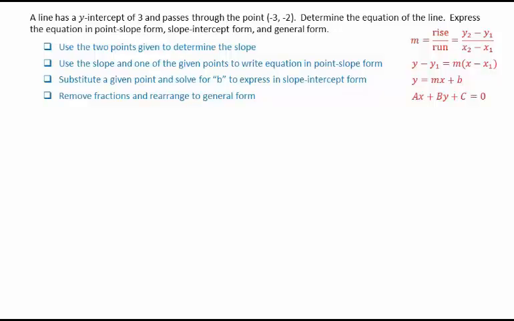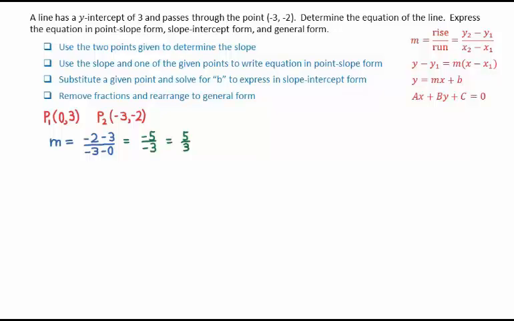For this question, we'll use the y-intercept 0, 3 as point 1 and -3, -2 as point 2. To calculate the slope, divide the difference in the y-coordinates, y2 minus y1, which is -2 minus 3, by the difference in the x-coordinates, x2 minus x1, which is -3 minus 0. This gives -5 over -3, or 5 over 3 for the slope.